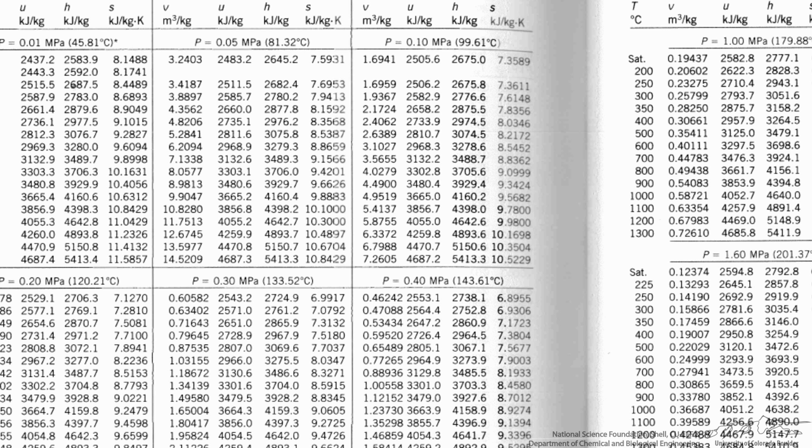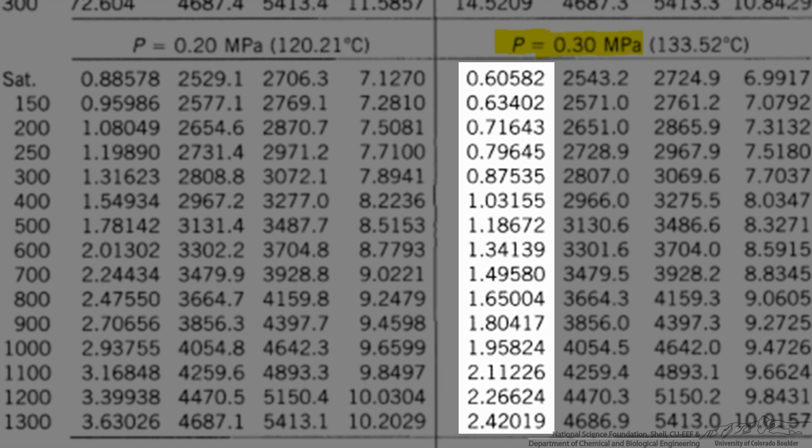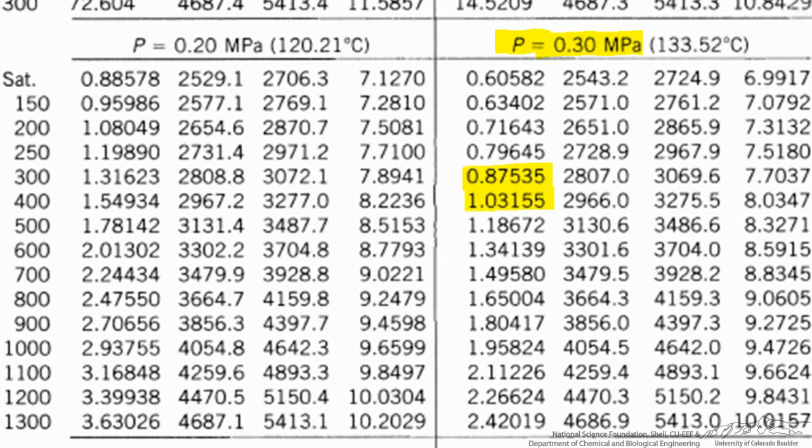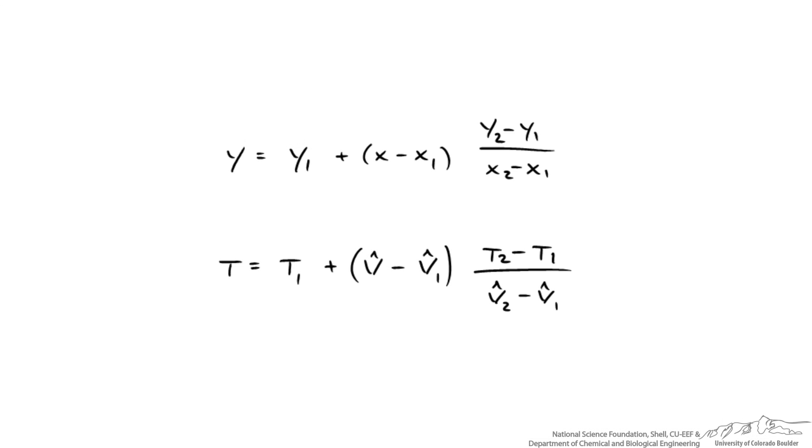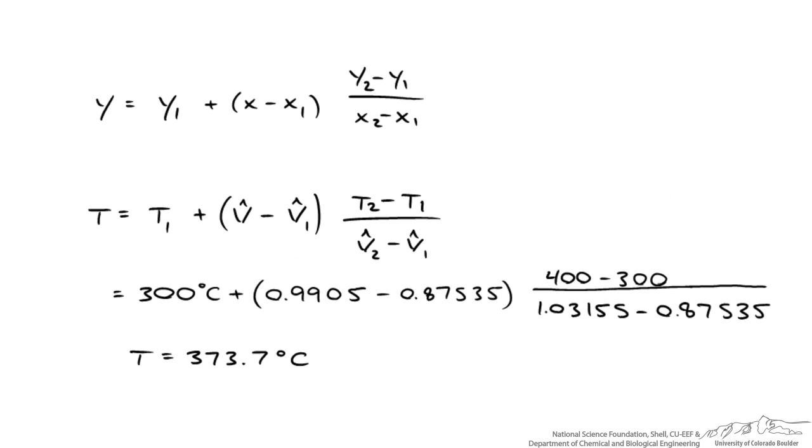So here's the superheated water table, and we're at a pressure of 300 kilopascal, or 0.3 megapascal. And for each specific volume, we can back out a temperature. And this first column is the specific volume, and we want a specific volume of about 0.99. So we're going to be somewhere between a specific volume of 0.87 and 1.03. The first one corresponds to a temperature of 300 degrees C, and the second one corresponds to a temperature of 400 degrees C. We expect to get a temperature between 300 and 400 once we interpolate. So here's a general formula for linear interpolation. Plugging in numbers, I come up with a temperature of about 374 degrees C. So this is the final temperature in the system.